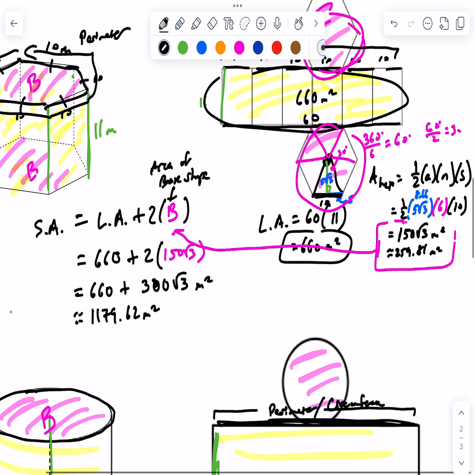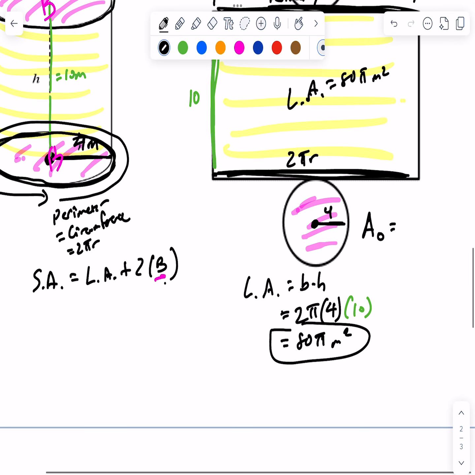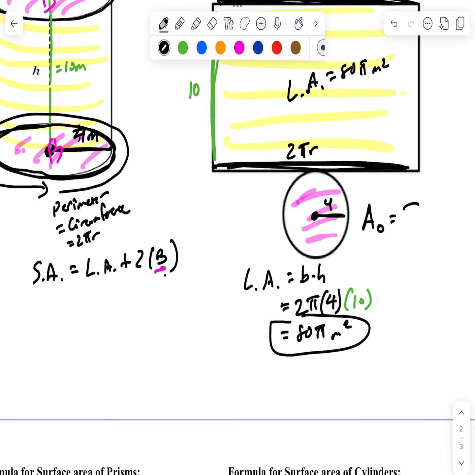Now, again, the formula is different. We're not going to use 1/2 ans like we did for a hexagon. We're going to use the area formula for a circle, which is just pi r squared. So one thing to remember is when you're finding the area of this base shape, it's a different formula. If it's a circle, it's pi r squared. If it's a hexagon, it's 1/2 ans.